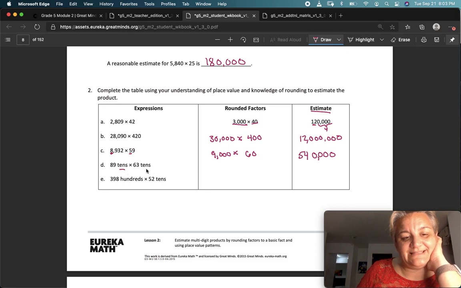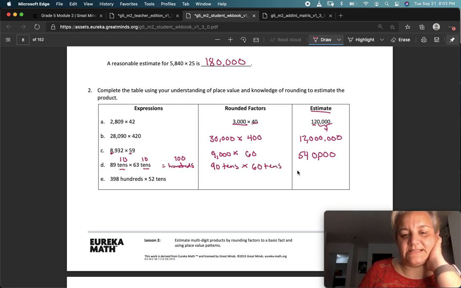So I know tens times tens equals hundreds. Just to remind you of that, tens times 10, so that's 10 times 10 equals 100. And I have 89, which I'm going to round up to 90 tens. And this 63, which I'm going to round down to 60 tens. And now I can multiply.